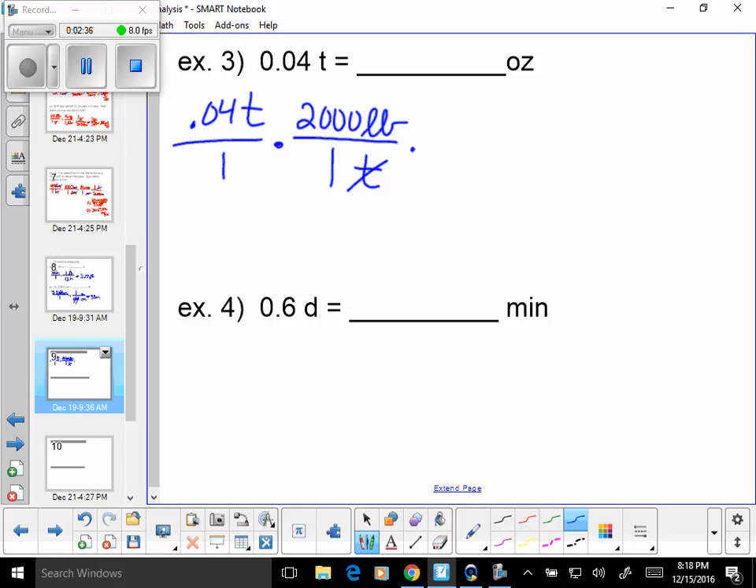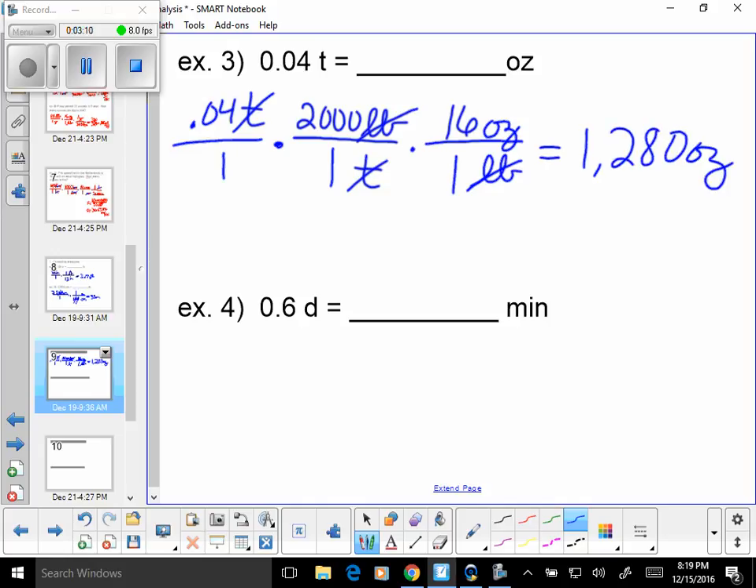That tons cancels tons. But I want the ounces. If pound is in the numerator, it has to go to the denominator, which means I'll have ounces in the numerator. There are 16 ounces to 1 pound. Pound cancels pounds. So here I am rolling it through my calculator, 0.04 times 2,000 times 16, and I'm going to get 1,280 ounces. All right, you hit pause and try example 4, then I'll show you how it's done.